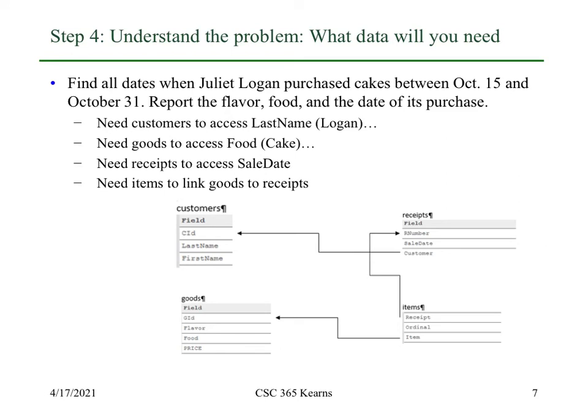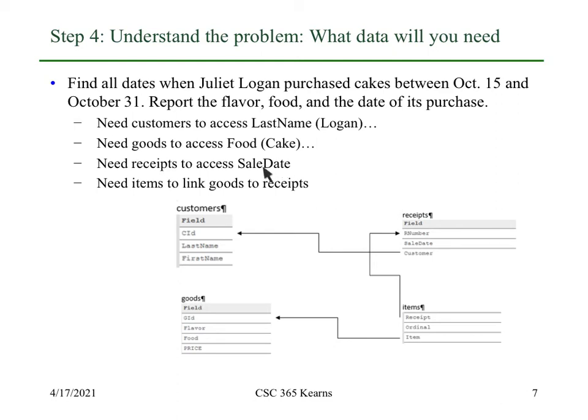So now it's finally time to think about our query, now that we have a pretty good understanding of the database. So we look at it and we say, well, what are we going to need? Which tables are we going to need to access? Well, we're going to need to access the customers table because we have to use the last name of Juliet Logan. So we're going to have to use the names. And then because we're going to have to get cakes, that's going to be a food type. So we're going to need to access food, which is in the goods table.